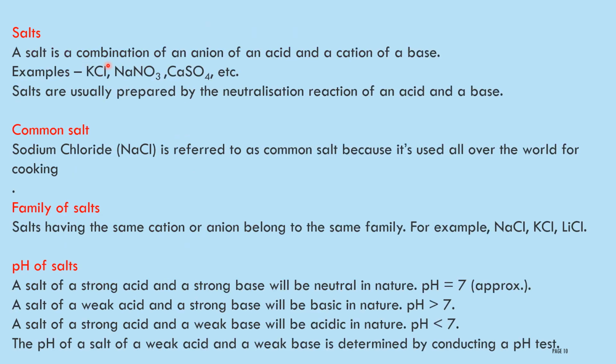Salt. A salt is a combination of an anion of an acid and a cation of a base. For example, potassium chloride: if you split this, you will get K+ and Cl-. Salt is a combination of both anion and cation. Similarly sodium nitrate, calcium sulfate, etc.